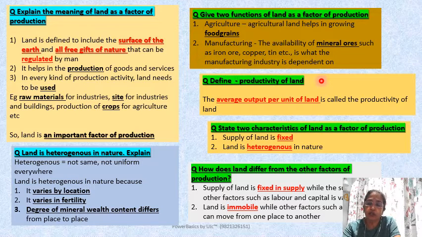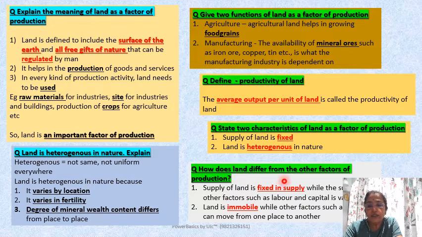What is the productivity of land? The average output per unit of land is called the productivity of land. Just learn up this definition. State two characteristics of land as a factor of production. The supply of land is fixed. Land is heterogeneous in nature, but write their sub-points also. I'm not repeating them here.